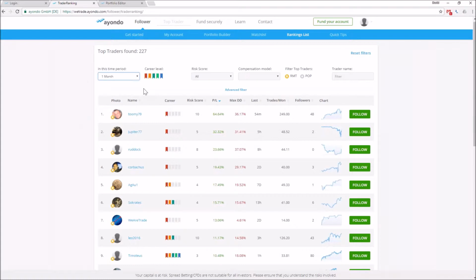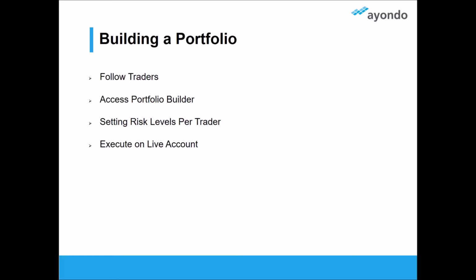Let's just flip back to the screen, just to go through what we're going to cover next. Now we've found maybe an interesting trader we'd like to follow. So the next thing we want to do, obviously, is follow traders. If we think, well, this is a good trader, I want to follow that person, we need to follow them. Then from there, we go onto the portfolio builder, so we can build up our little portfolio of people we're following. We can, if we want to, set individual risk levels per trader. I'll show you that in a second. And then finally, the big button push where it starts getting executed on our account. So let's flip back onto the platform.